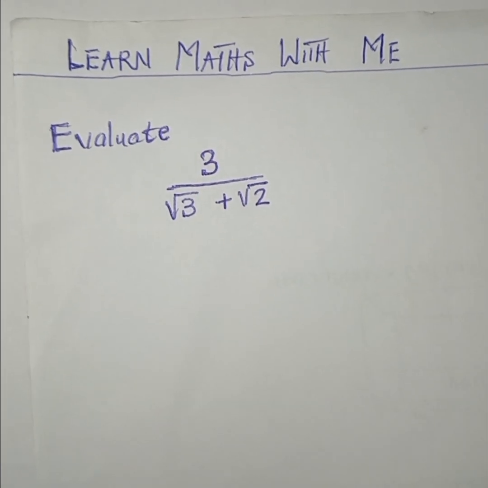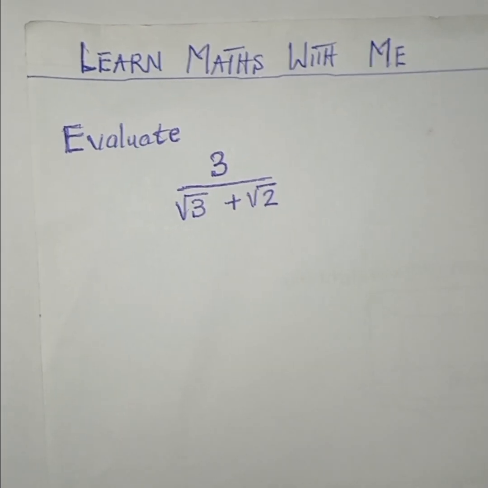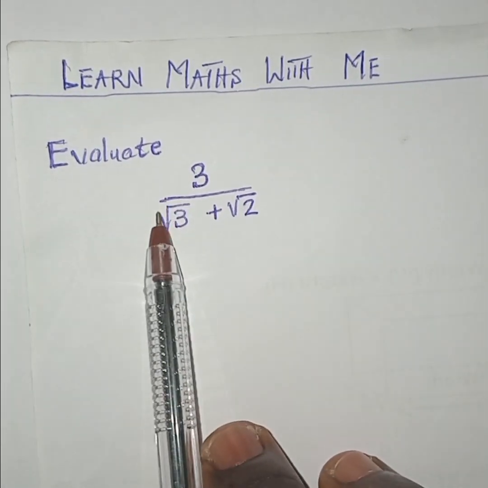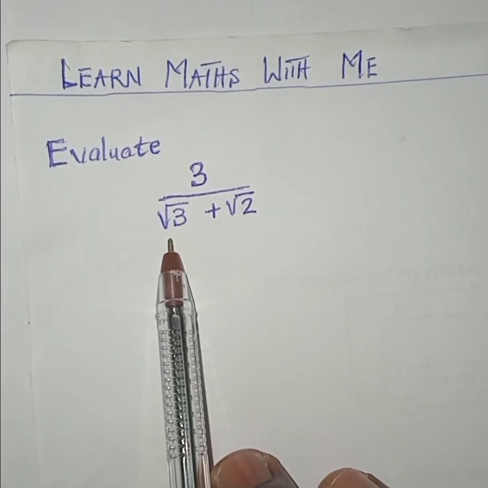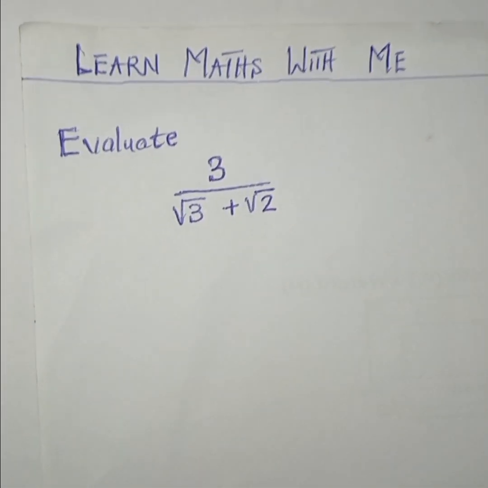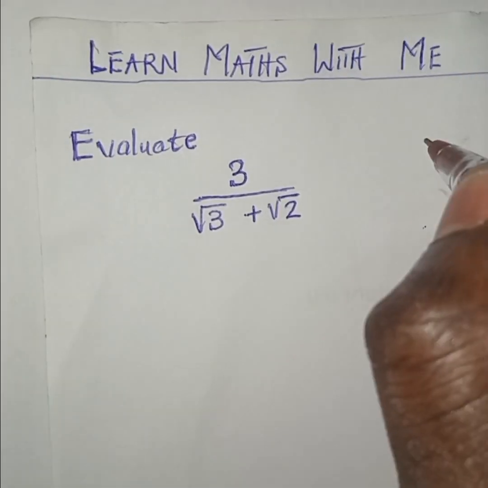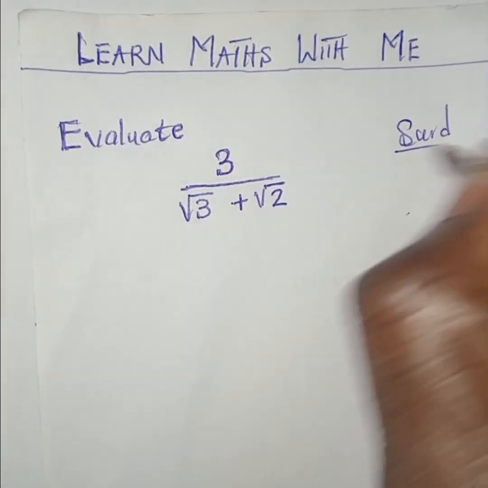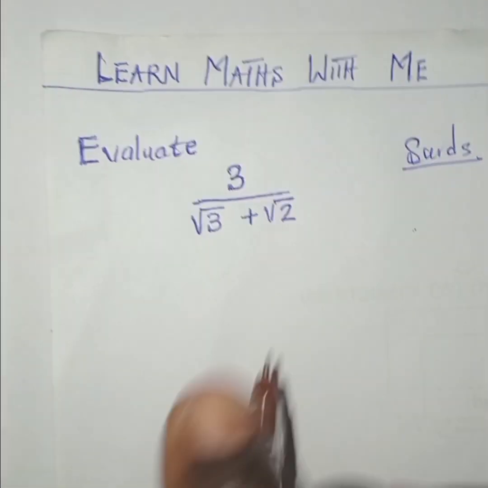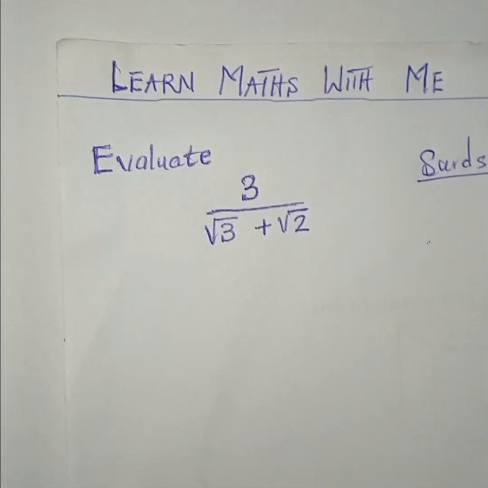So today we'll be solving this question right before us. The question says: evaluate 3 divided by square root of 3 plus square root of 2. This question is under surds, a topic in mathematics, and we'll be solving it using rationalization of surds.